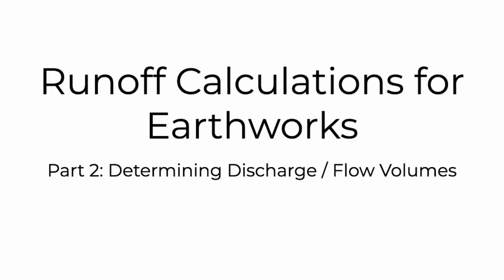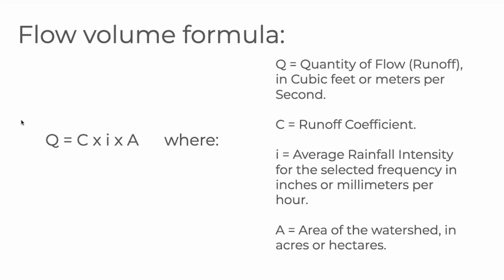Now we will determine the discharge of water from this watershed. So discharge or flow refers to the amount of water volume carried through a watershed over time. And it's commonly expressed in units of cubic feet per second or liters per second. We can use the flow volume formula to calculate our discharge.